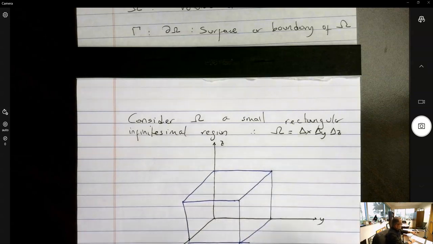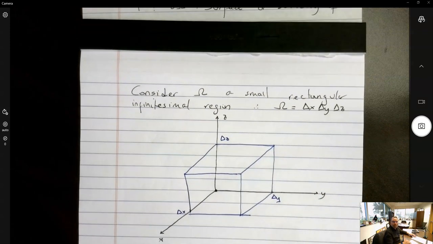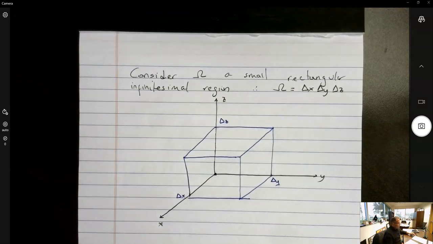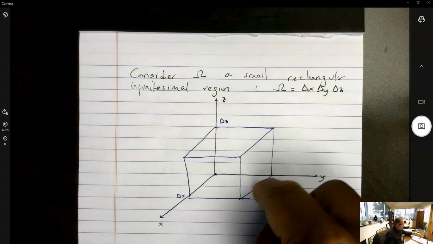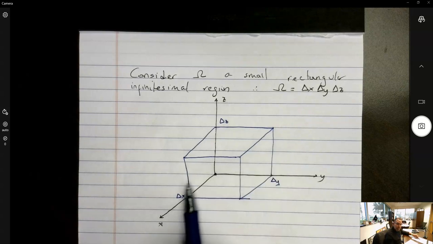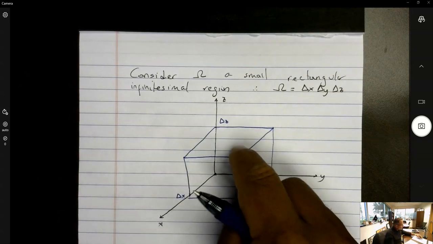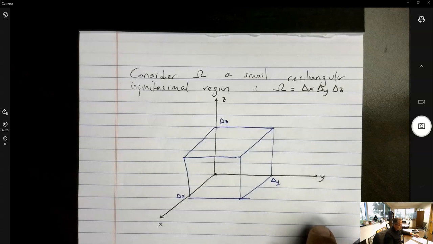So this is a parallelepiped of size delta x, delta y, and delta z. It starts here at the origin. Now this parallelepiped is small and it is clearly divided into 6 surfaces. The region omega is surrounded by a surface gamma, but that surface gamma can be clearly broken up into 6 independent surfaces, basically the 6 faces of this particular parallelepiped.